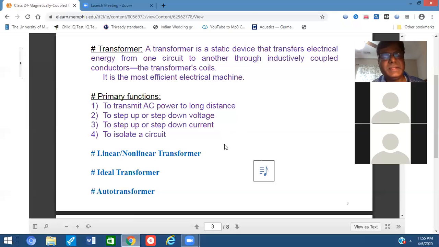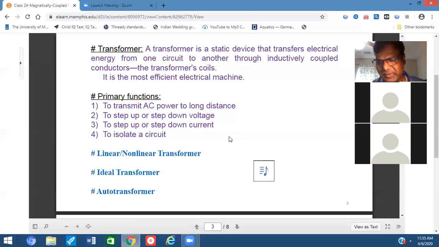Now, there are several types of transformer. One is called the linear transformer. Linear transformer means, as I mentioned in points 2 and 3 of the primary functions, if you increase the number of turns on the secondary coil, then the voltage will increase. It is called the linear transformer.